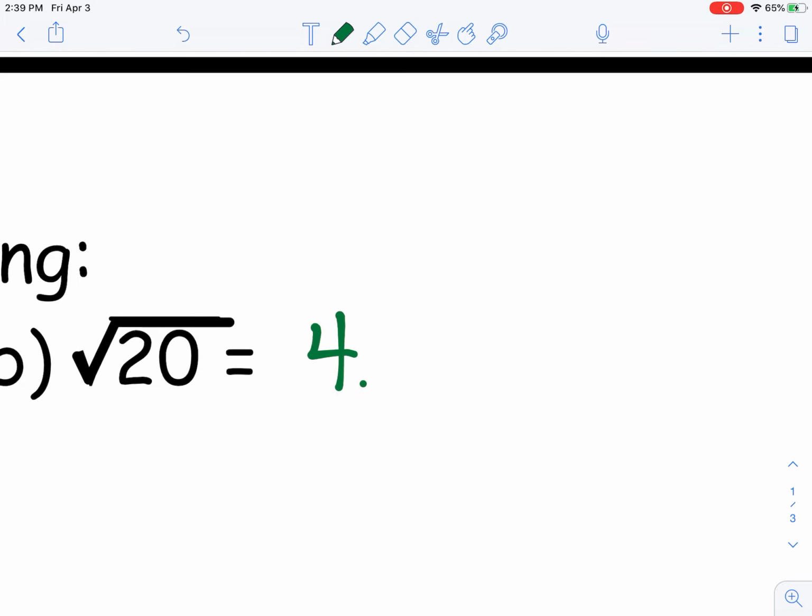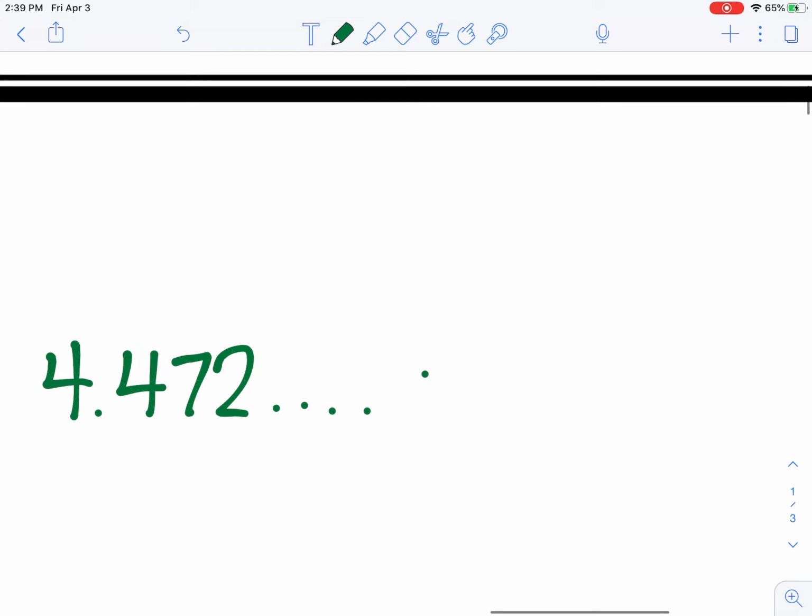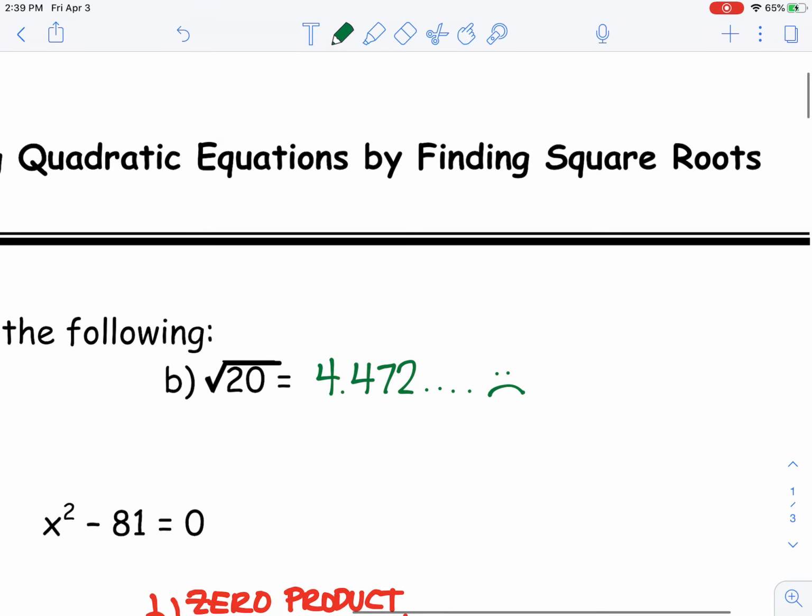So for example, here on example B, when you do the square root of 20, I believe you get something like 4.472... I'm just going to give a few decimal places here. This is kind of a gross number. We are going to accept these answers, and we'll tell you what to round to. We're going to go nearest hundredth, I believe.